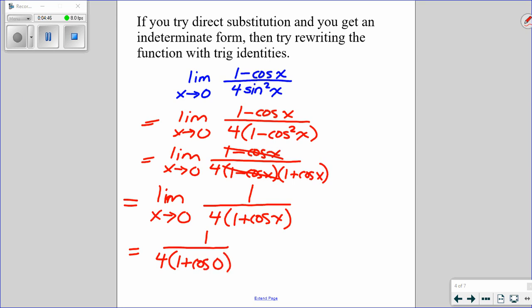1 over 4 times (1 plus cosine of 0). And remember, cosine of 0 is 1. So this will become 1 over 4 times (1 plus 1), or 1 over 4 times 2, or 1/8. All right. So again, we just had to use our trig identities, replace sine squared with 1 minus cosine squared, and then we were able to factor and simplify and then try direct substitution.